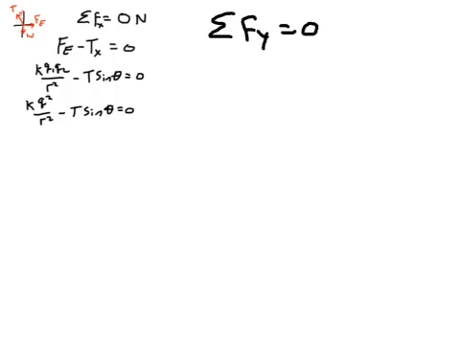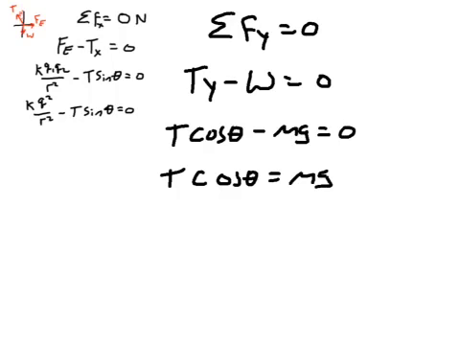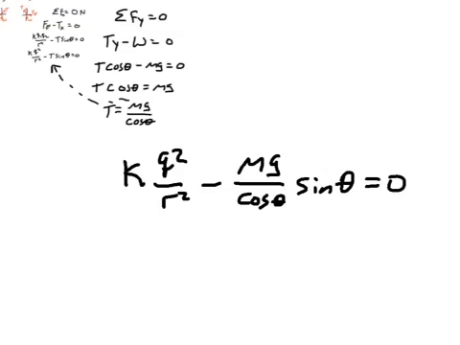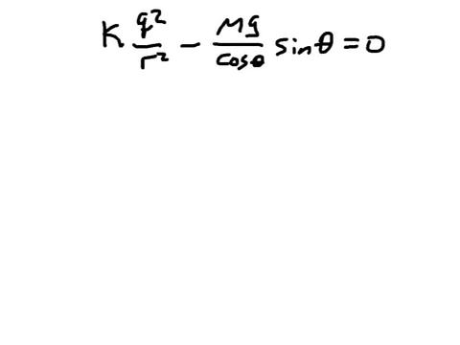In the y direction, our net force is also 0. We have Ty and a weight. Our y component will be equal to that weight, and therefore we have an expression for tension that we can then take and put in right over here. And so when we do that, we end up with this expression, this equation. So let's go ahead and plug in some numbers to see what this looks like.